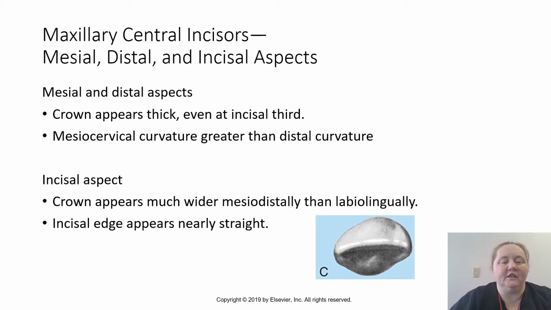All right, maxillary central incisors, the mesial and distal and incisal aspects. On the mesial and distal, the crown appears thick even at its cervical third. The mesiocervical curvature is greater than the distal curvature. And then on the incisal aspect, you're going to notice that the crown is much wider mesiodistally than it is labiolingually.